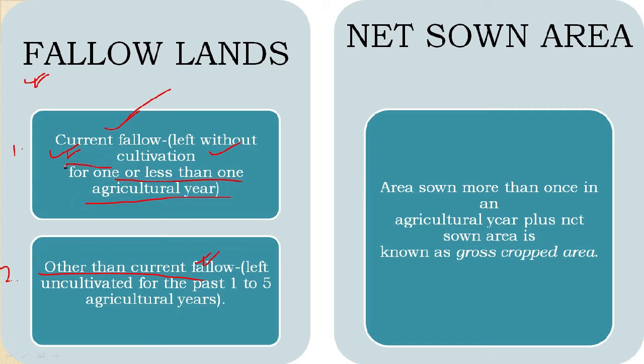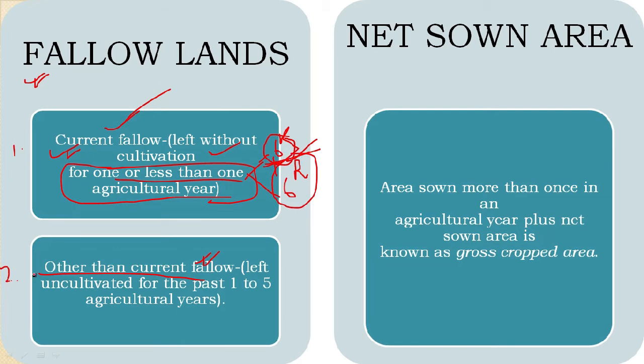So this is the important point, students. Now here you may be well aware of the fact that there are two cropping seasons in a year comprising 6 months each. One is Kharif and the second one is Rabi. Clear? Now if this land is being left for one or less than one agricultural year, it means either it would be left for one complete year comprising 6 plus 6, 12 months, or for one season, either Kharif or Rabi.